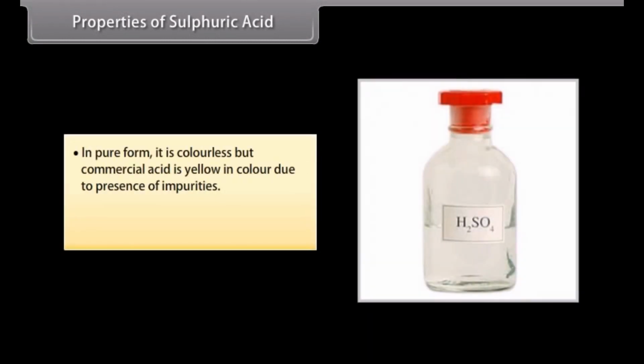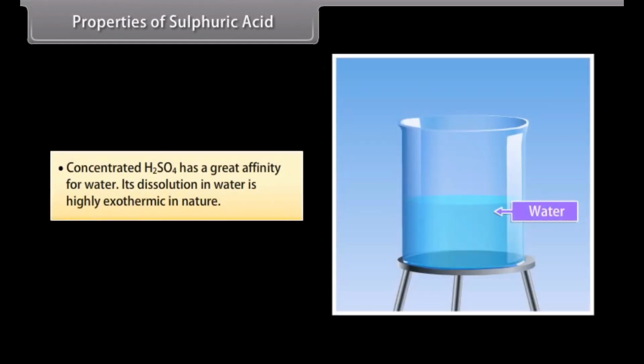Properties of sulphuric acid. In pure form, it is colorless, but commercial acid is yellow in color due to the presence of impurities. On coming in contact with the skin, it produces severe burns. Concentrated H2SO4 has a great affinity for water. Its dissolution in water is highly exothermic in nature.